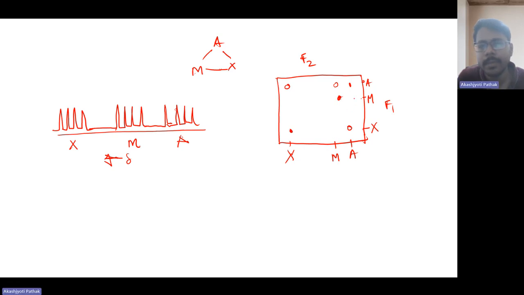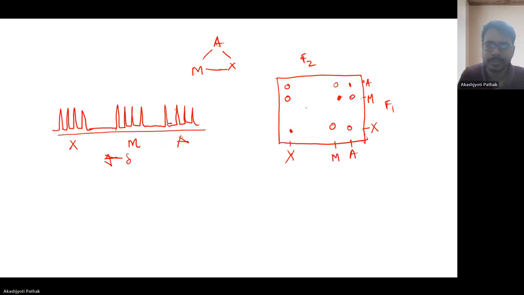Similarly, M is also coupled to X, so you get a peak over here, and M is also coupled to A, so you get a peak over here. X is coupled to A, so you get a peak over here, and X is also coupled to M, so you get a peak over here. So these are the cross peaks that you will get. These are the diagonal peaks. These are the cross peaks.